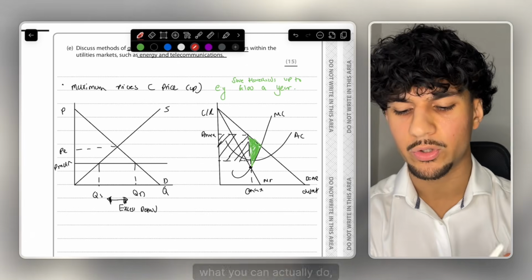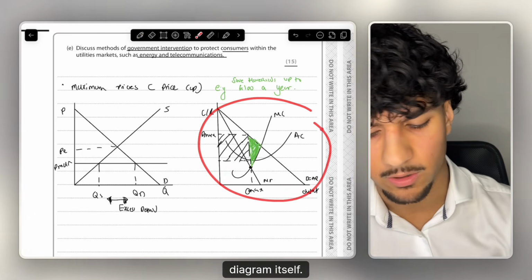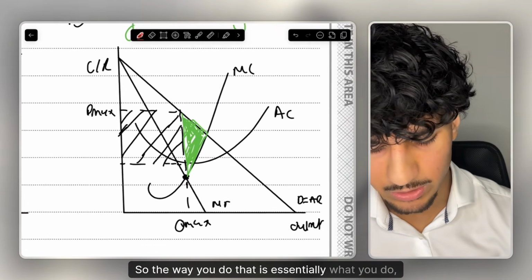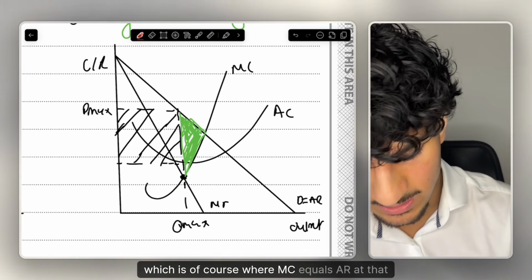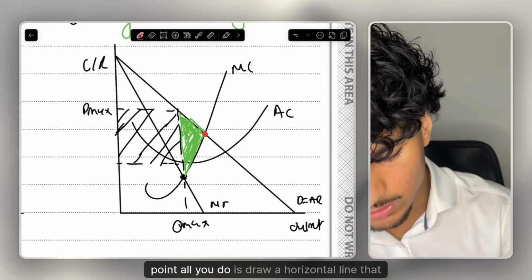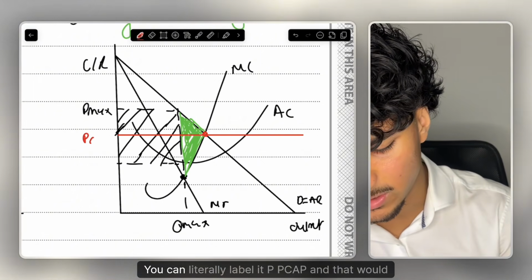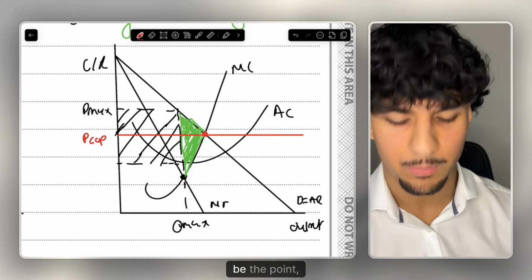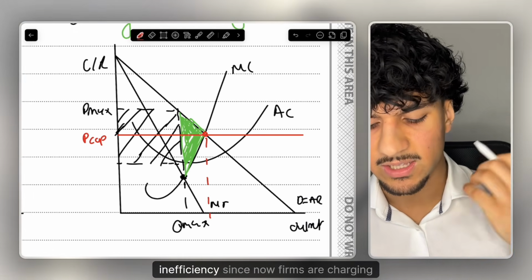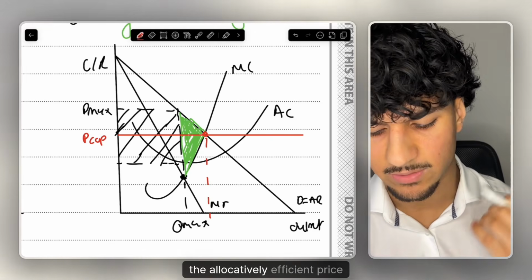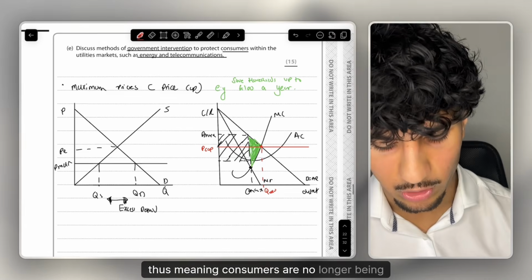But for those top level students, what you can actually do, you can show this price cap on the cost revenue diagram itself. So the way you do that is essentially what you do. The point at where we are allocatively efficient, which is of course where MC equals AR, at that point, all you do is draw a horizontal line that pretty much goes through that point and label it price. You can literally label it P cap, and that would be our price cap. Why? Since of course that would solve the allocative inefficiency, since now firms are charging the allocatively efficient price, and it is a lower price, thus meaning consumers are no longer being exploited.